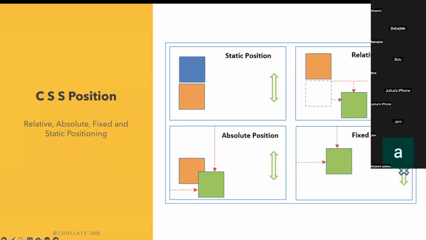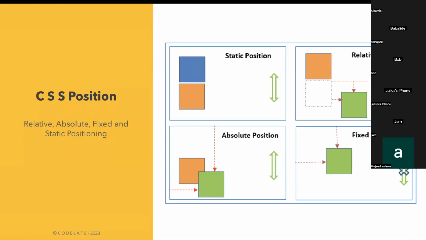Okay, so if there are no questions, we would move into today's class. And today's class is going to be about CSS positions. We'll be looking at 4 types of positioning we have in CSS in web development. These are relative position, absolute position, fixed position, and static positioning.